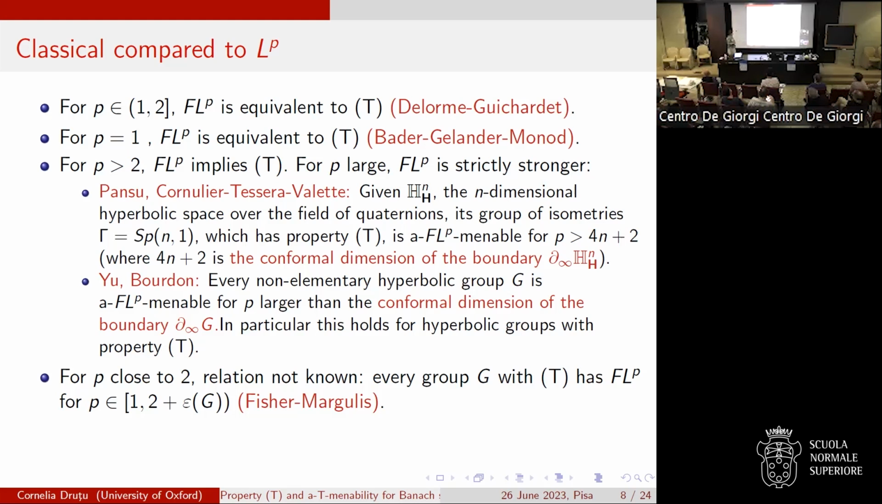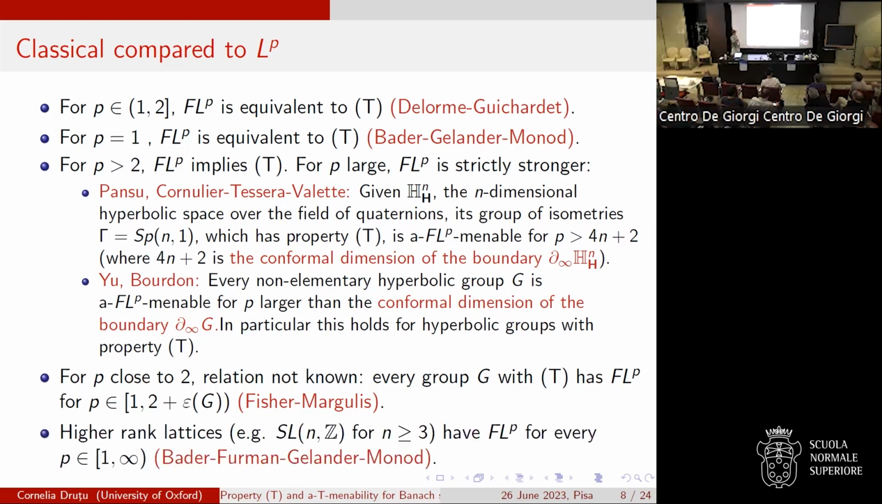The one thing that can be said is that one can go a little bit beyond 2 for every group. So for every group, we would know that it has the fixed point property for some p from 2 until 2 plus a certain epsilon, depending on G. This is due to an argument of Fischer and Margulis. And as I was already mentioning, higher rank lattices have all the fixed point properties. So in particular, SL_n(Z).